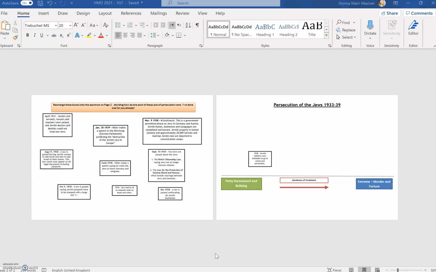This probably looks a lot more complicated than it actually is. Hopefully you'll see in a wee minute that actually it's quite straightforward.